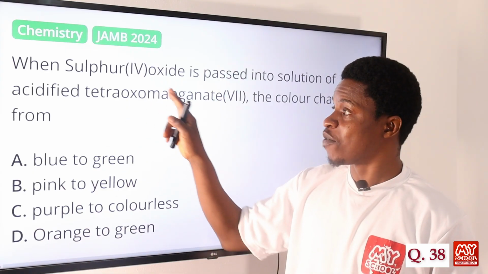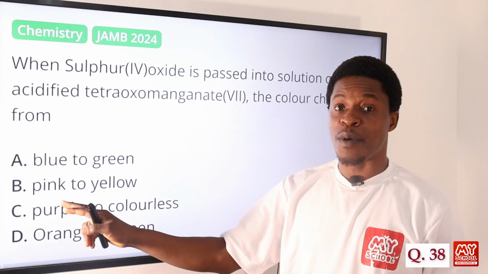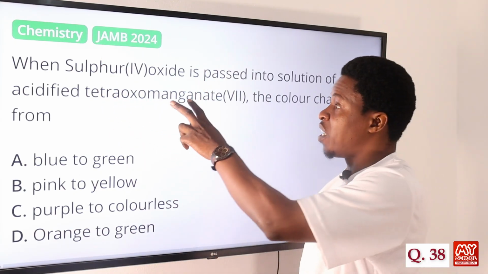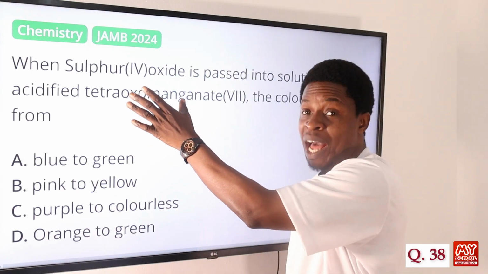So once you know the color of tetraoxomanganate VII is actually purple, and sulfur IV oxide is passed into this, what happens? The color will change from the purple it used to be.